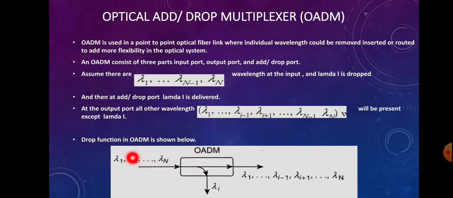Here inputs are lambda 1, etc. up to lambda n, and at the output one of the wavelengths should be dropped. So lambda i is dropped at the third port, and at the output port lambda 1, etc. up to lambda n is obtained except lambda i. That means at the output port all the wavelengths lambda 1, etc. up to lambda i minus 1 and lambda i plus 1, etc. up to lambda n will be present, but lambda i is not present at the output because it is dropped at some other channel. So the pictorial representation of this OADM drop function is shown in the figure.